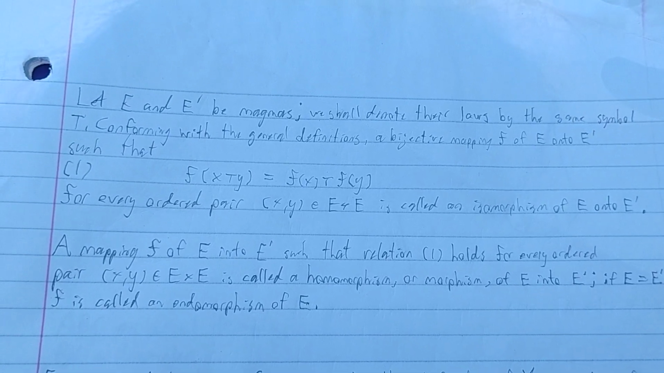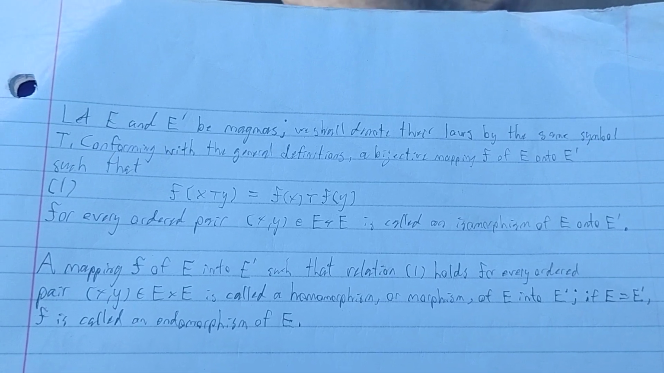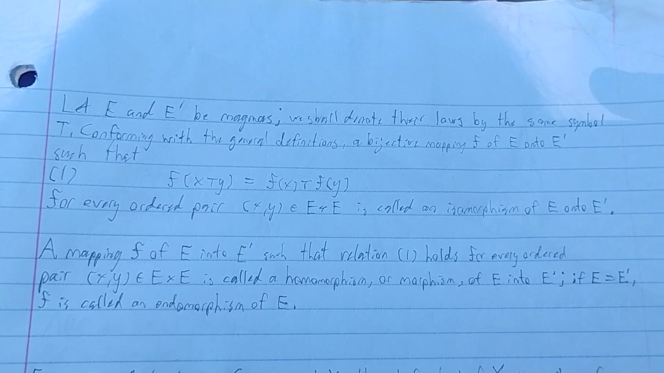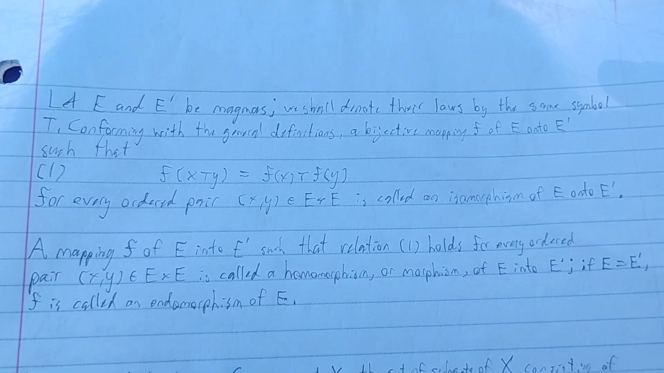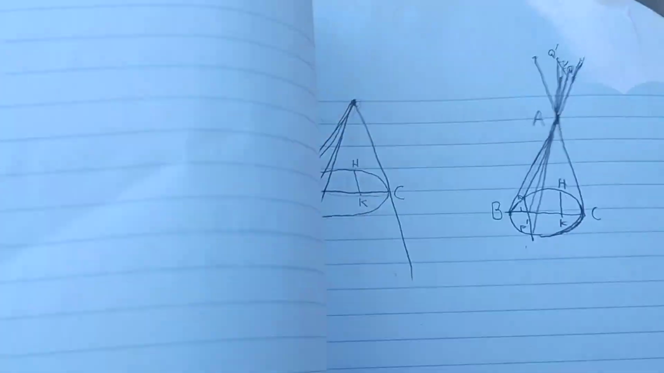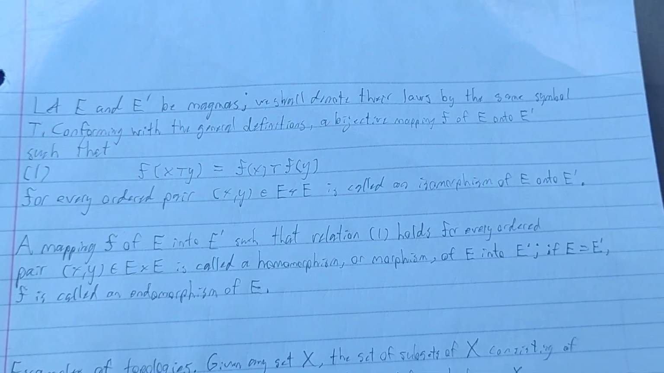So, in the case of homomorphism, there are three terms which are different but similar here: isomorphism, homomorphism, and endomorphism. Suppose that E and E' are magmas, i.e. sets endowed with laws of composition. We will denote the distinct laws of composition by the same symbol, T.